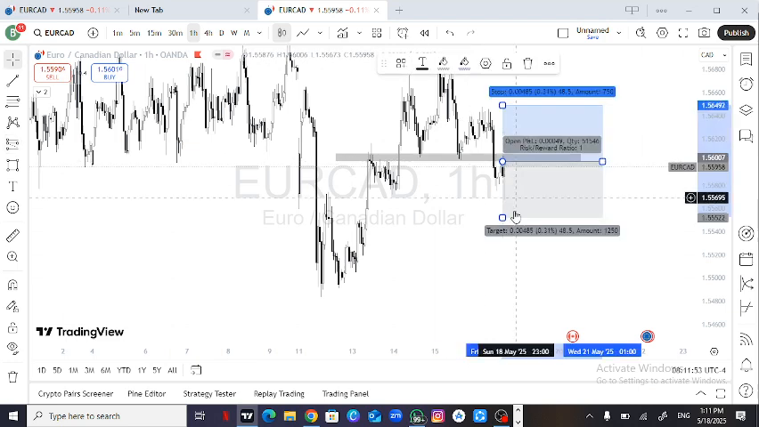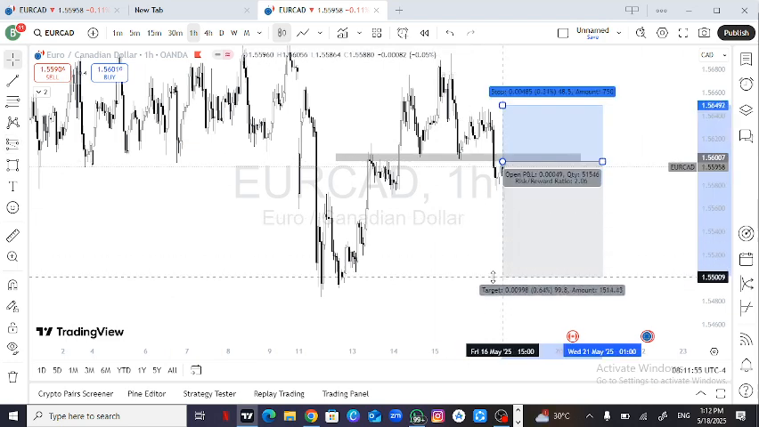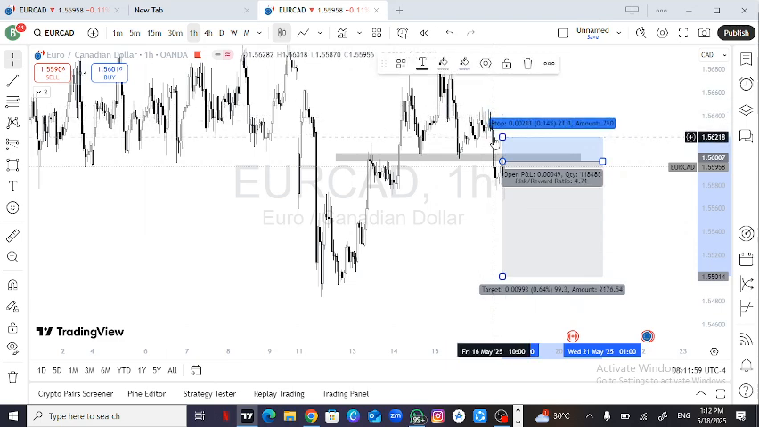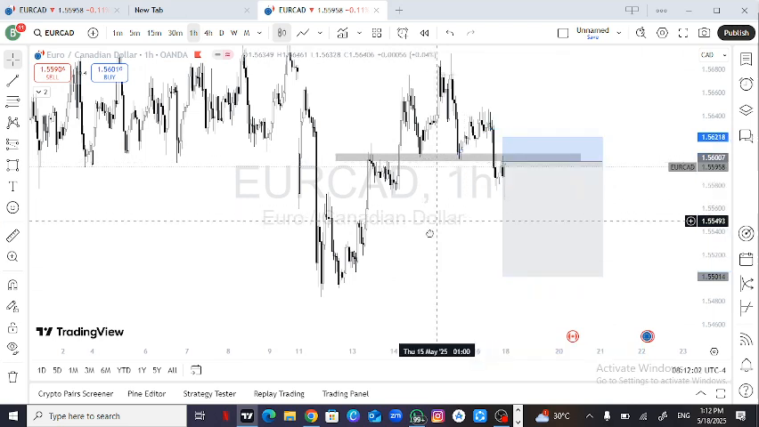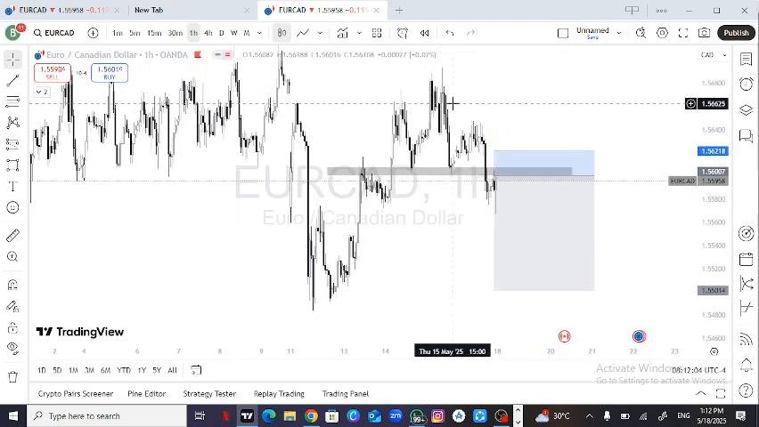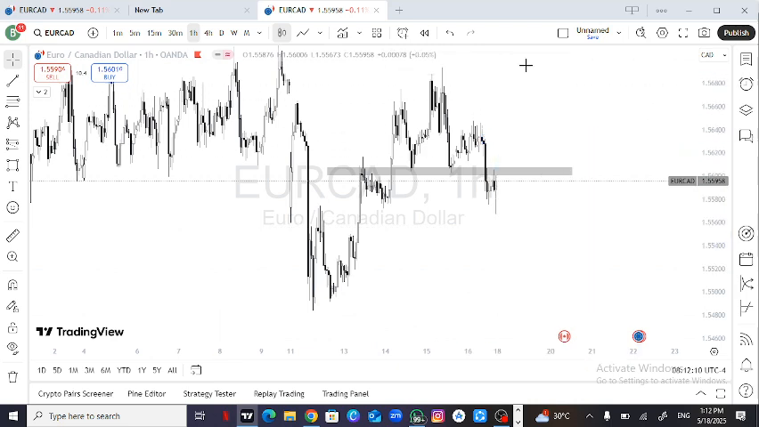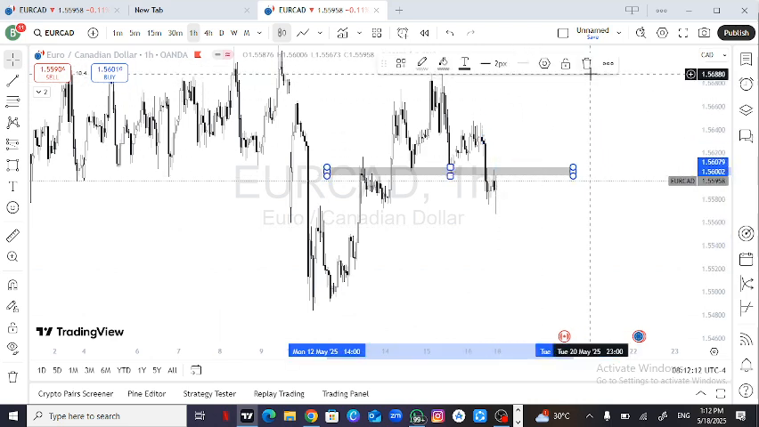Our TP will be this point, and stop loss above this level, maybe 20 pips is okay. But seeing this head and shoulders pattern, it means market is going to drop, and here will be our target. So very simple. Here's going to be our target on EURCAD.